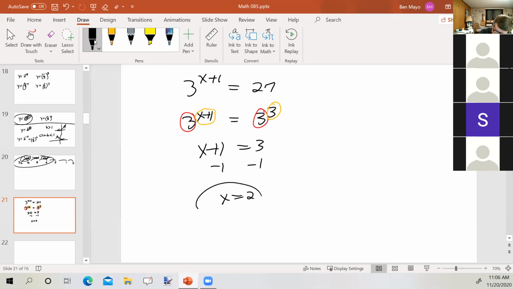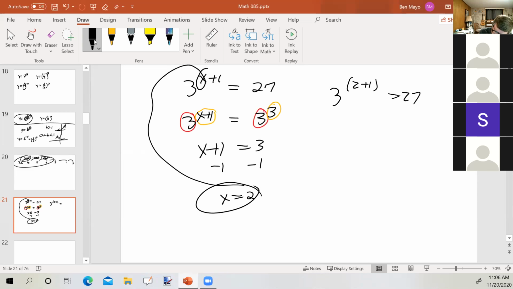Let's check our work. If x is 2 and we put it right up there, 3 to the 2 plus 1 power equals 27. 3 to the 3 power equals 27. 27 equals 27. It checks. Any questions on this example?